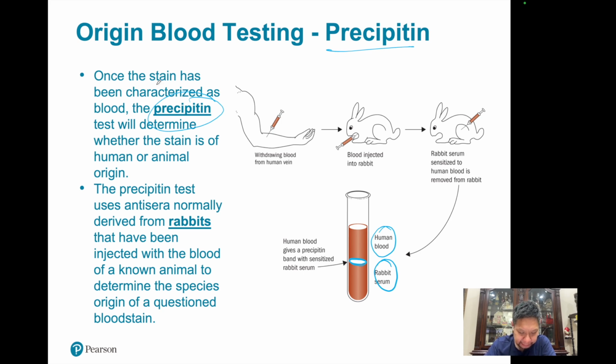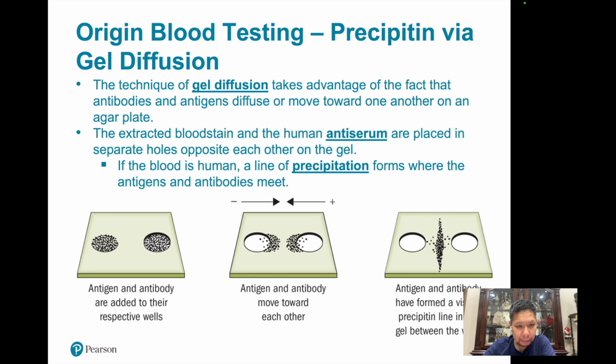So once a stain has been characterized as blood, a precipitin test will determine whether the stain is of human or animal origin. And if it's human origin, we see this tiny little band that forms between the human blood and the rabbit serum. You can also do a precipitin test using gel diffusion, and this one's actually a little bit easier.